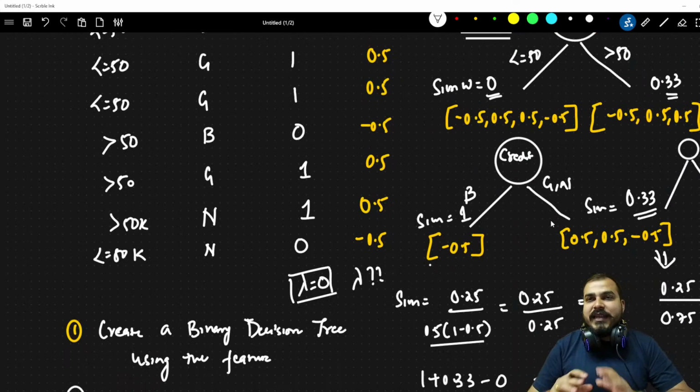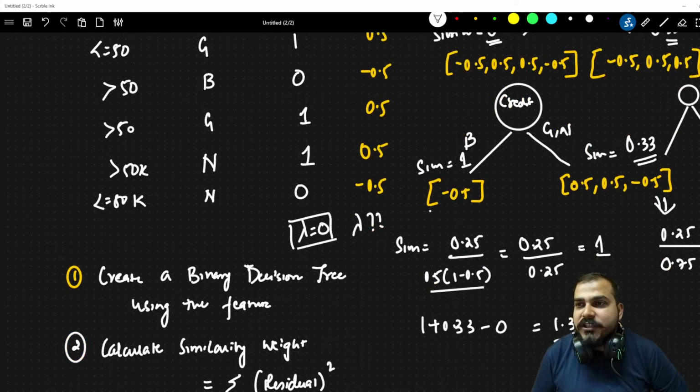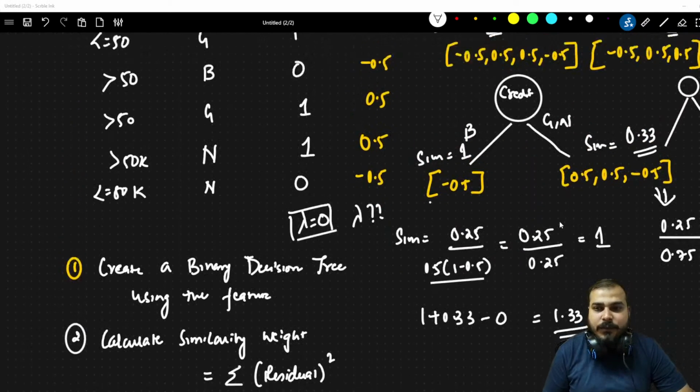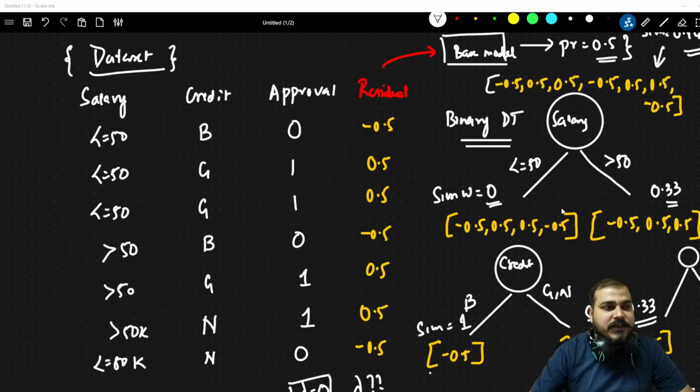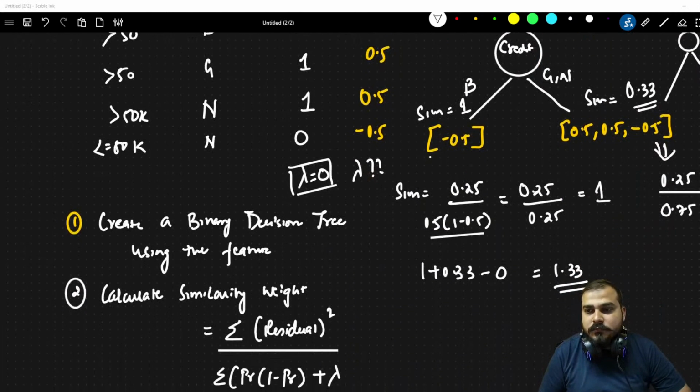Now let's say that I have created this path. I have developed my entire binary decision tree, which is a specialty in XGBoost. Now let's consider the inferencing part. Let's say this record is going to go. How are we going to calculate the output? First of all it went to the base model. Just write it down till then.